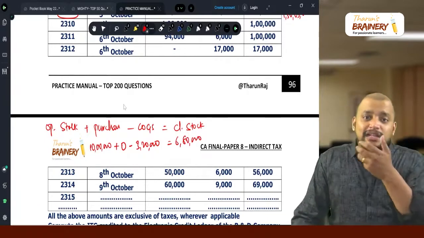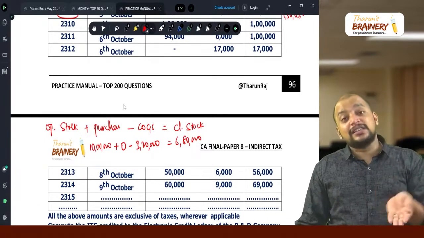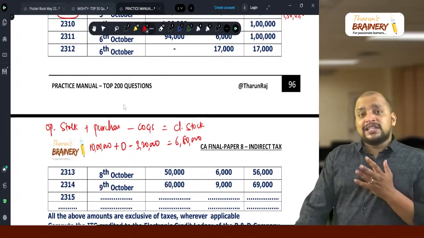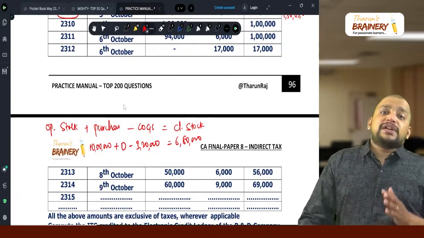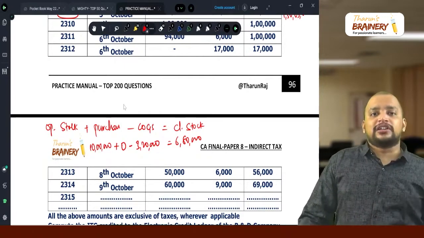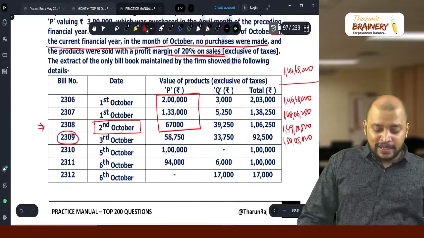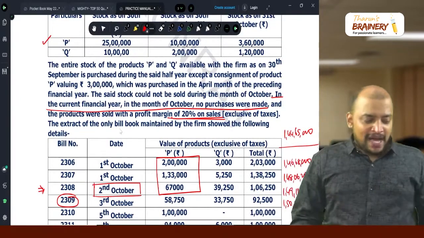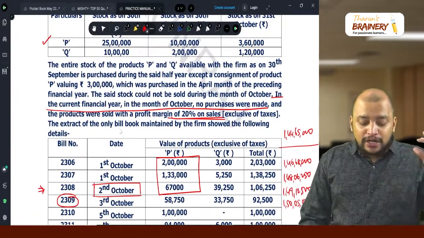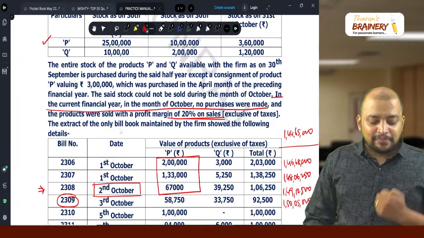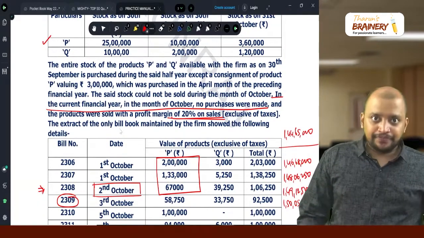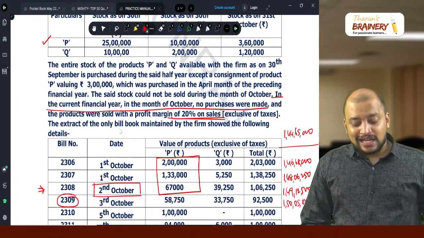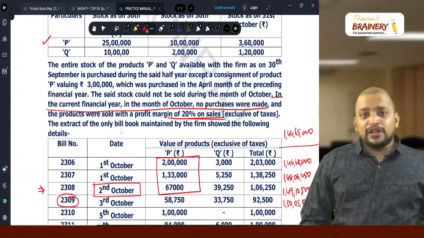But on the 6,80,000, the GST paid cannot be fully taken as credit, because we need to see what is the purchase of goods lying in this closing stock, and that purchase should be within 1 year prior to the closing stock date. What is the closing stock date? 2nd October. See what goods were purchased within 1 year. So you read this paragraph. The entire stock of product P and Q available with the firm as on 30th September is purchased during the half year, except a product P valuing 3 lakhs which was purchased in the April month of the preceding financial year. So it is beyond 1 year.